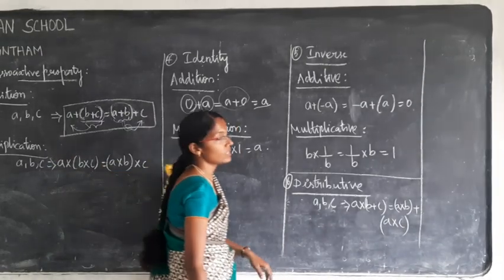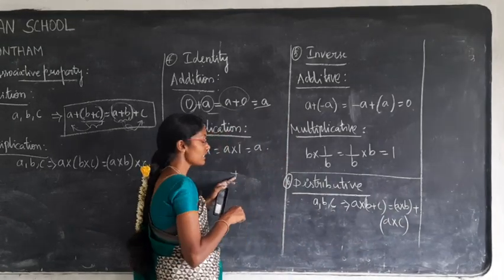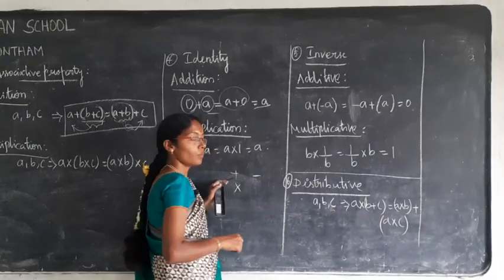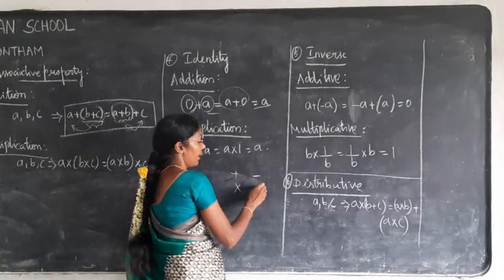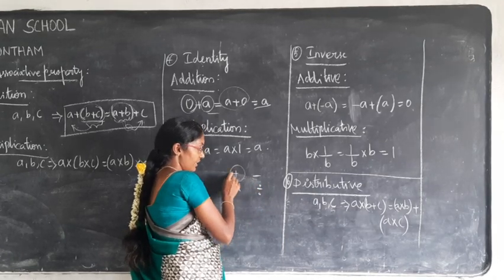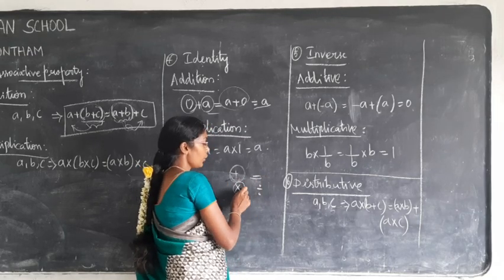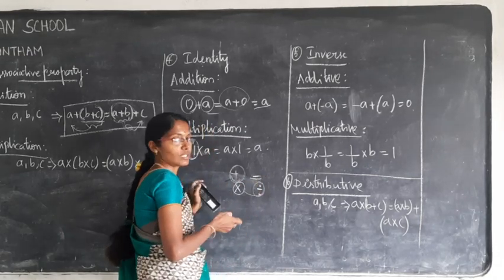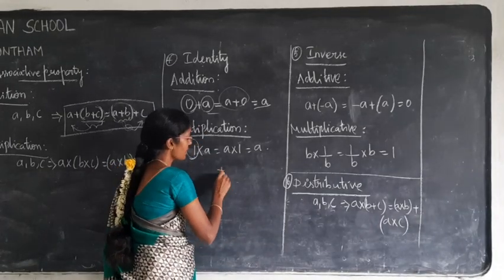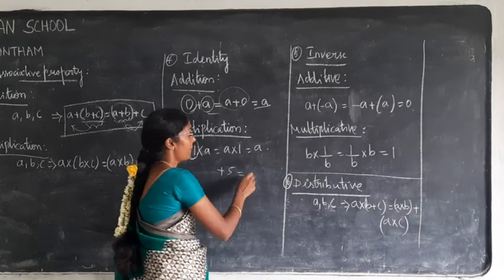Next one, inverse. So what do we mean by inverse? Opposite. So for plus, what is the opposite sign? Minus. For into, what is the opposite sign? Divide. So for addition, you get subtraction as the opposite sign. For multiplication, you get division as the opposite sign. Okay. So here, if you get plus 5, what is the additive inverse? Minus 5.